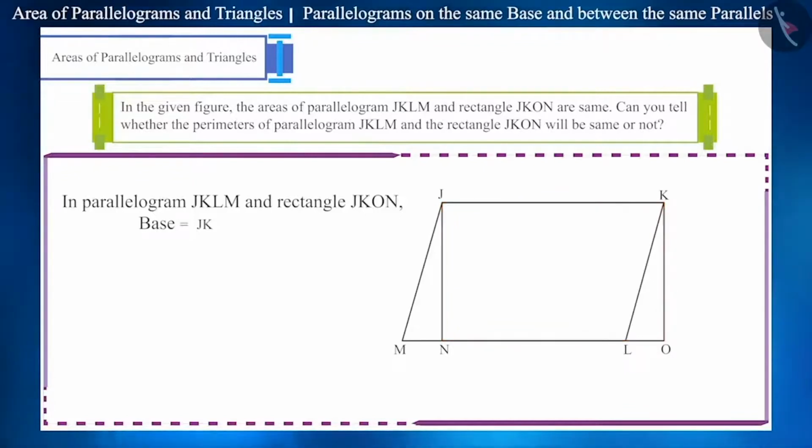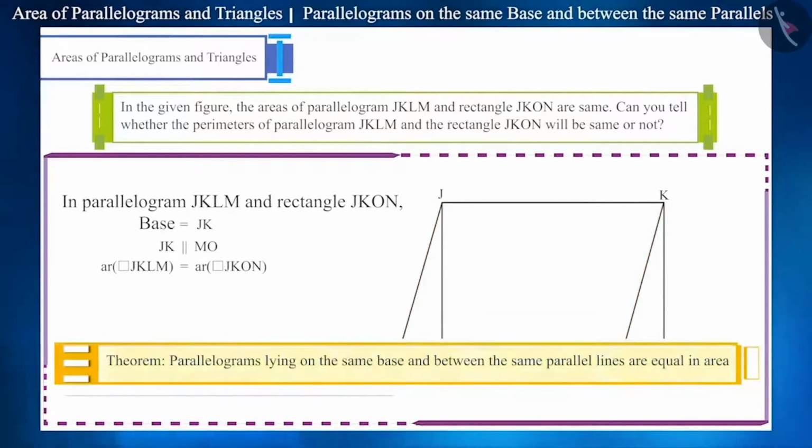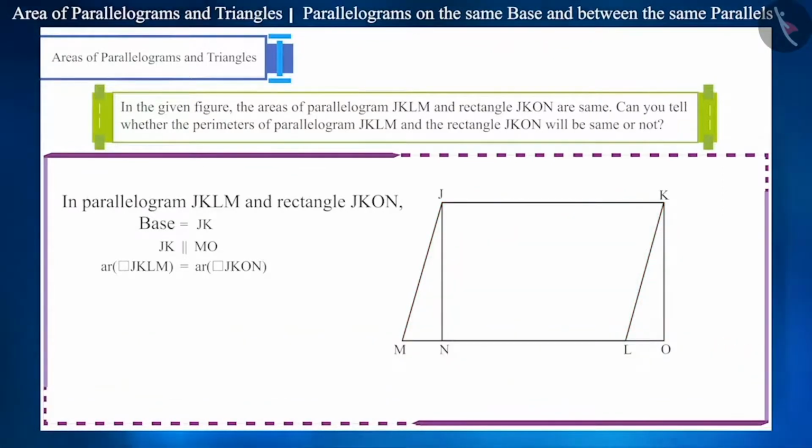So we can say that these two parallelograms lie between the same parallel lines JK and MO. We know that the area of these two parallelograms will be equal. Can you explain why? Yes, because the areas of parallelograms lying on the same base and between the same parallel lines are equal. But can we say the same for their perimeter as well?